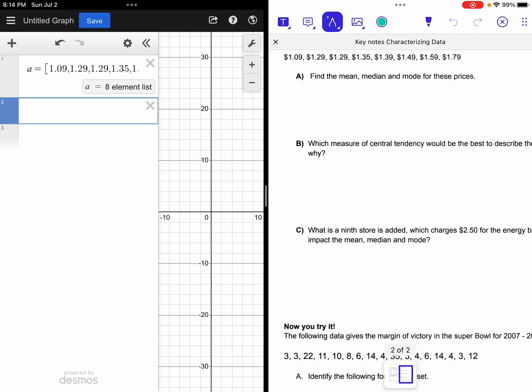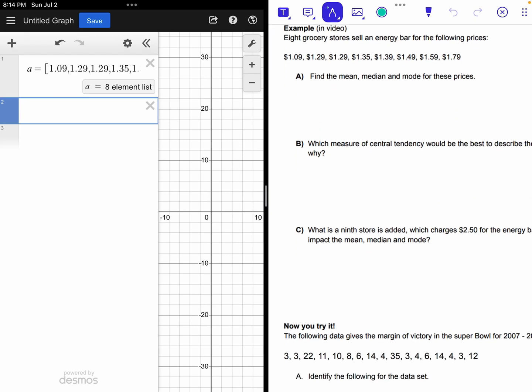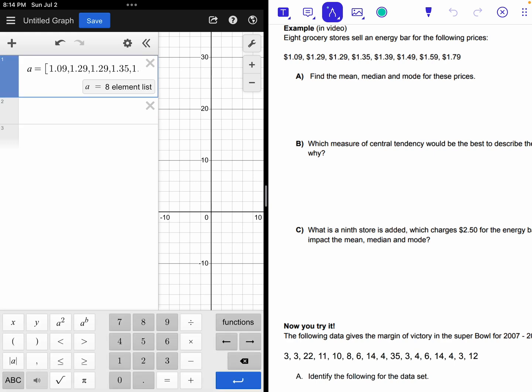All right, so we are given 8 data points here that represent the cost of energy bars at 8 different grocery stores. And what you see on the left here is I've already entered this data set into my Desmos calculator. And you'll notice to enter a set in Desmos, you use brackets and then separate each number with a comma. I like to name my data sets because it will actually make it easier when I go to find the calculations.